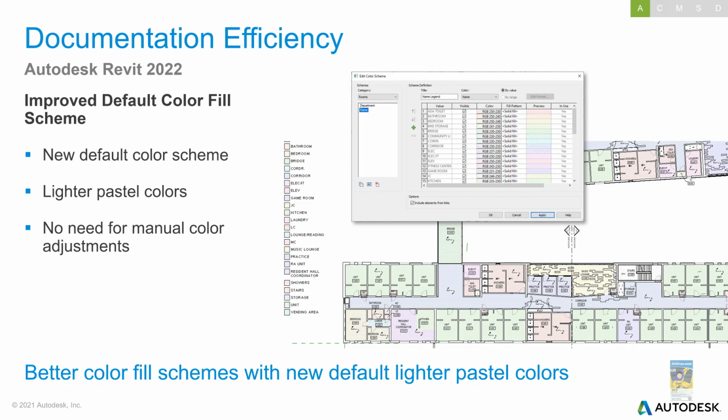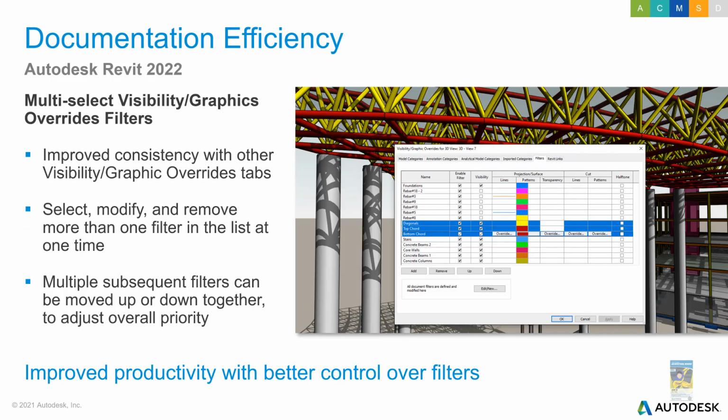They have improved the default color fill scheme as well to make the colors lighter pastel colors, so it doesn't conflict with the data that's being shown in the Revit model. And you don't actually have to manually adjust the colors if you don't need to. It just makes it a little faster and easier to work with. You have the ability to select more than one row of category of data in the visibility graphics dialog box to affect the changes. So instead of going one category at a time, you can actually pick more than one row.